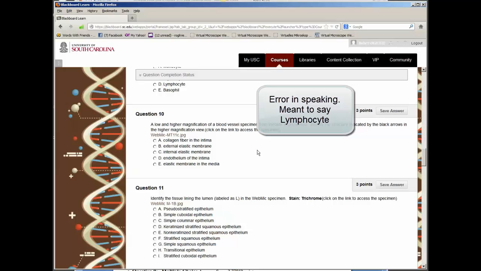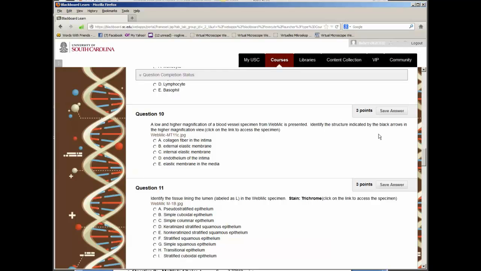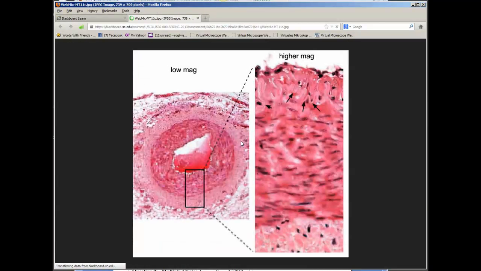A lower and higher magnification of a blood vessel in question 10 is presented, and you're asked to identify the structure indicated by the black arrows in the higher magnification. You've got your choices here of collagen fiber, external elastic membrane, etc. So let's take a look at this. On the low mag, you should immediately recognize that this is a pattern of a hollow organ. You've got your lumen, and then you've got your layers. In this case, it would have three layers: an intima, media, and adventitia. And the media, shown at high magnification, is a highly organized, very dense population of smooth muscle cells.